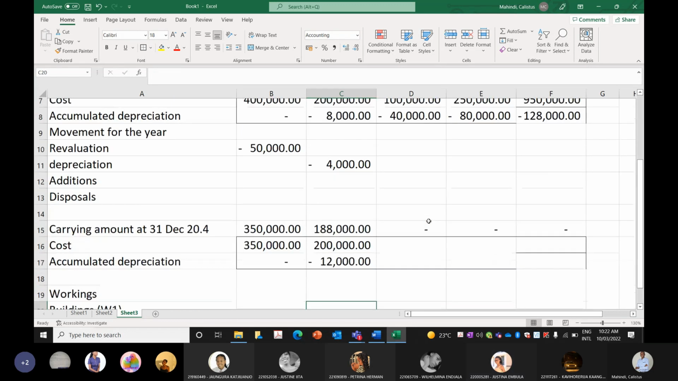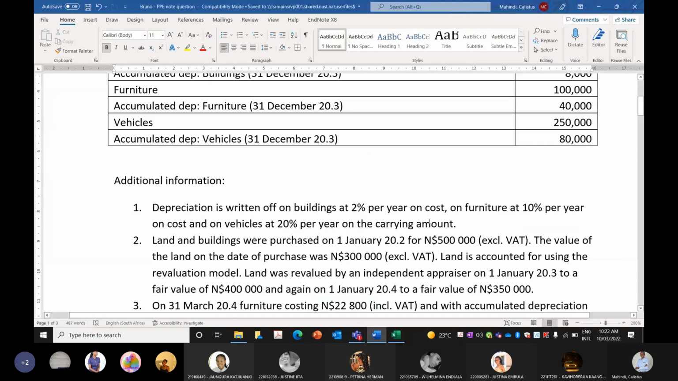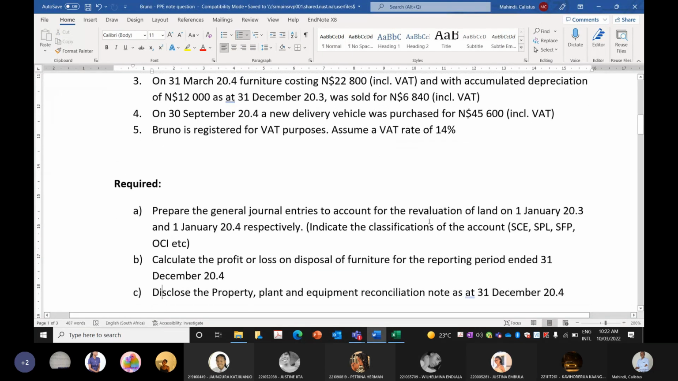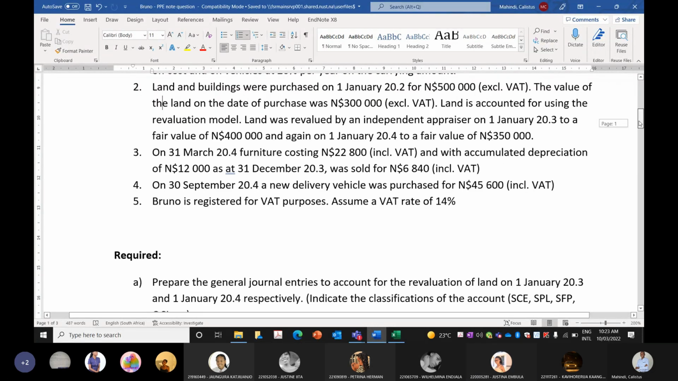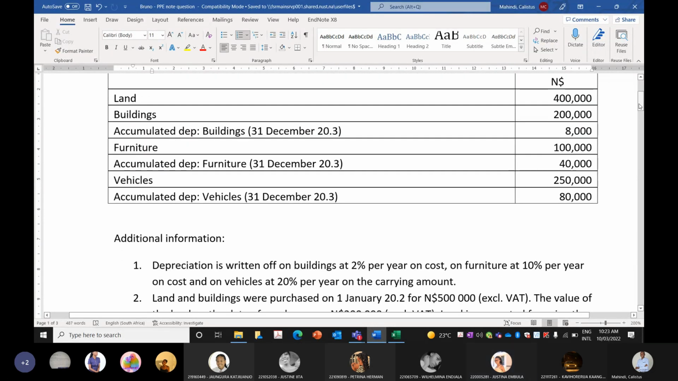Furniture and vehicles. Maybe furniture we can finish; we won't finish vehicles. All right. Furniture, we already did the workings for the furniture that was disposed, right? But we have other furniture. We have total furniture, 100,000 worth of furniture, and accumulated depreciation was 40,000.